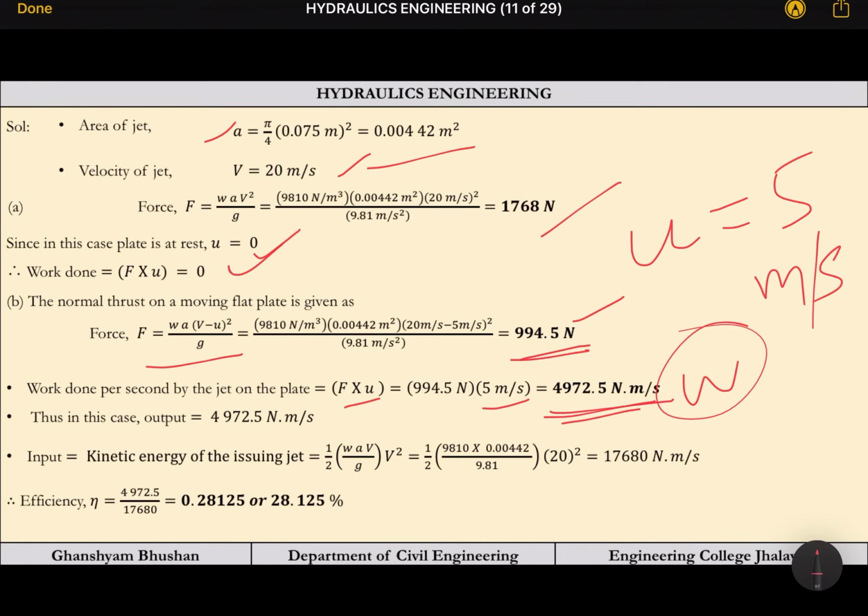Thus in this case the output is 4972.5 watt. Input kinetic energy per unit time, that is per second, will be half W A by g into v square. We know this from our previous discussion. This comes out to be 17,680 Newton meter per second. So the efficiency comes out to be 28.125%.